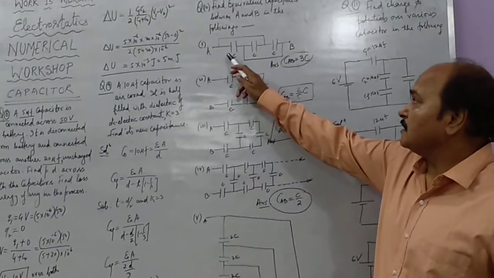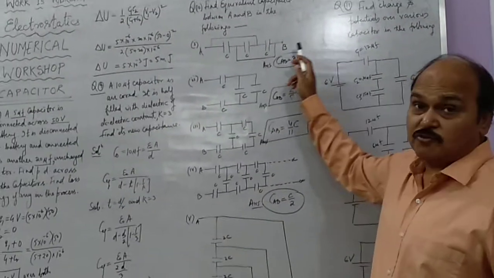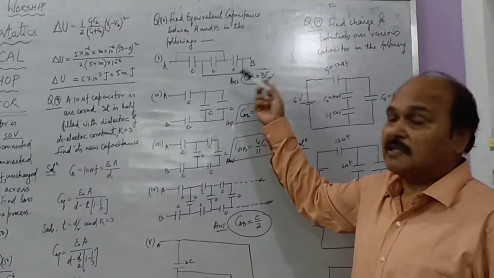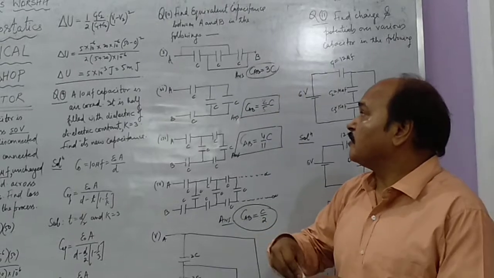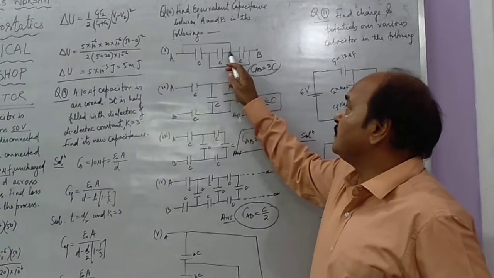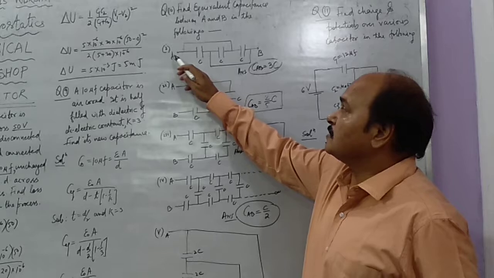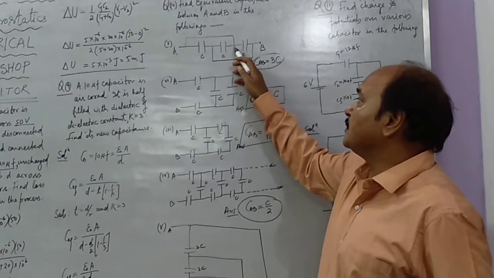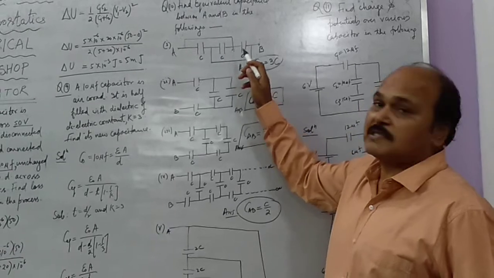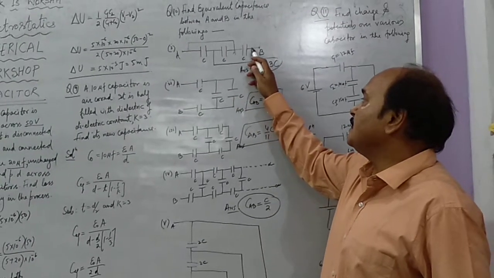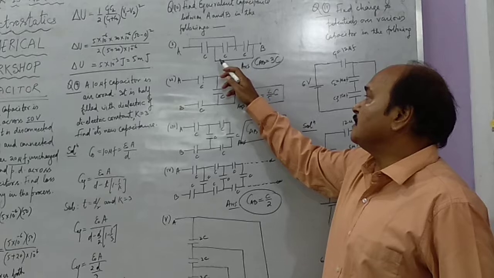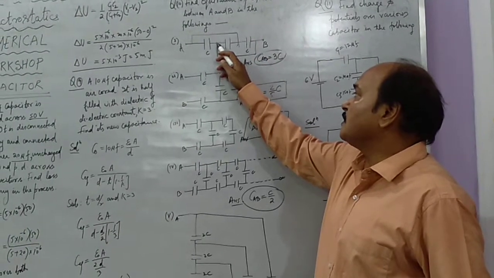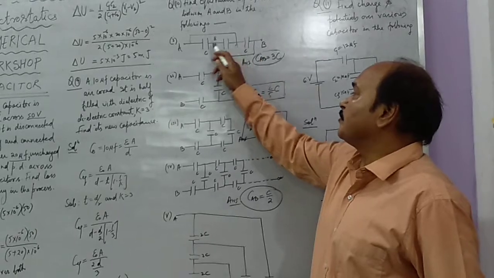Question number 1. These 3 capacitors seem to be connected in series, but they are not. Why? Because this point is connected with this point through a conductor. So if this point has certain potential, same will be the potential of this point. That means this point could also be called as point A. If this point is B and has certain potential, therefore this point connected with connecting wire to this point would also be B, equipotential points.